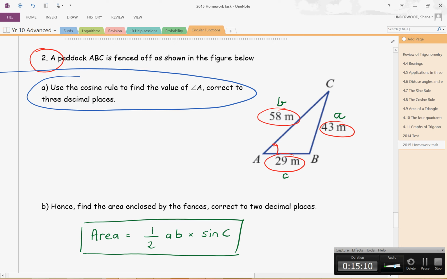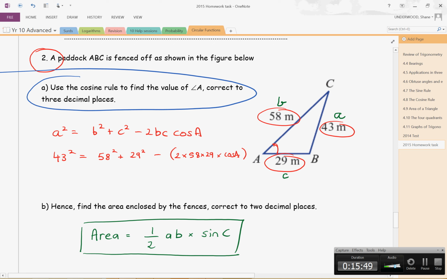So let's write out what we've got. We've got A squared is equal to B squared plus C squared minus 2BC cos A. Let's fill it out. We've got 43 squared is equal to 58 squared plus 29 squared minus, open bracket, 2 times 58 times 29, and then we've got times cos A.